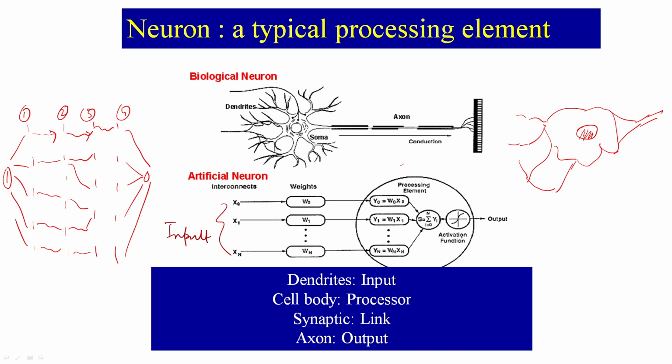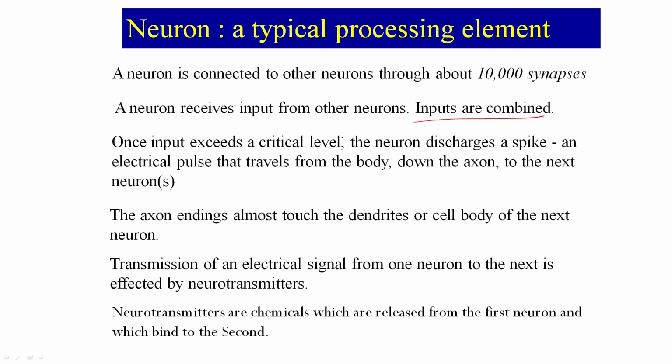Remember, there are two types of output. One output is for each of these neurons, and finally there is an output at the end of the whole calculation. The output of one single neuron is the input to the next neuron. The same thing happens here also. A neuron is connected to other neurons by synapses and receives input from other neurons. Inputs are combined, and once a neuron receives a signal, it processes it and feeds it to the next neuron.